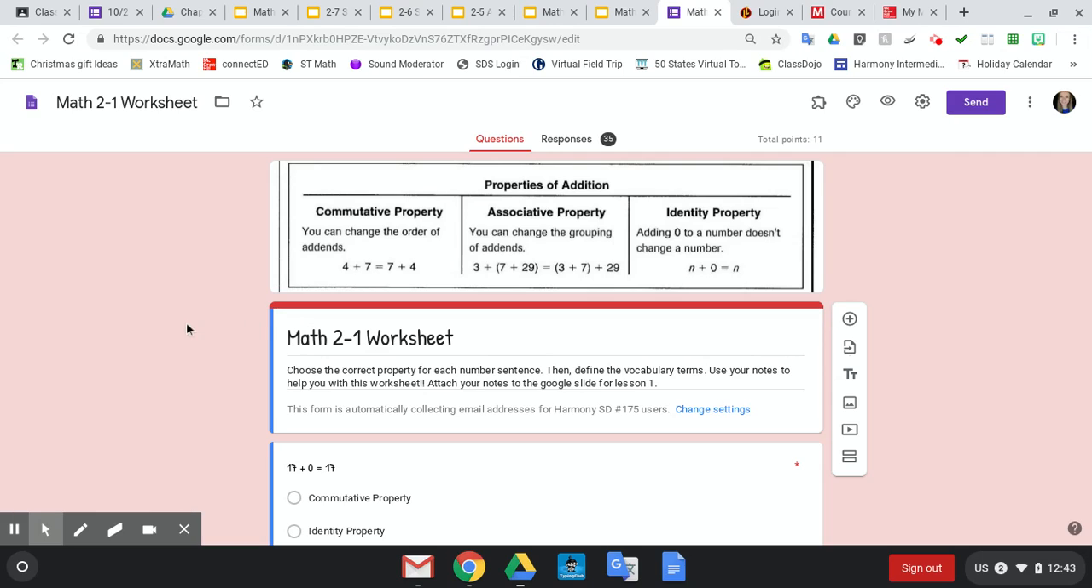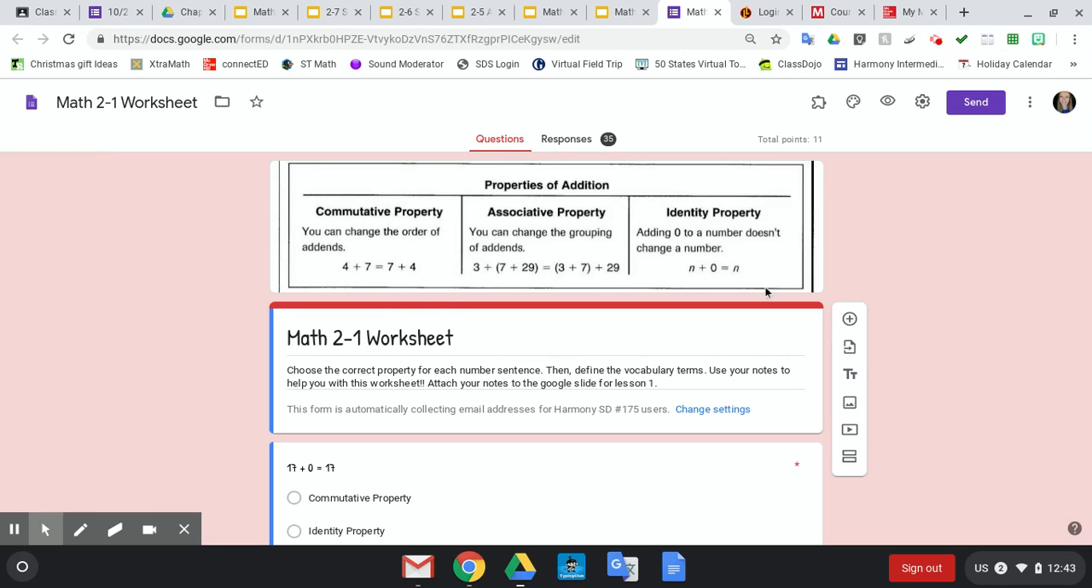We have the commutative property, which means that you can change the order of numbers when you add. You can do 2 plus 5 equals 7. You can do 5 plus 2 equals 7. No matter how you do it, you get the same answer. We get 7 no matter what.